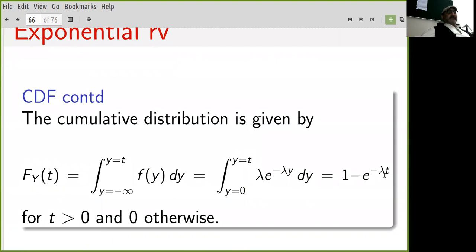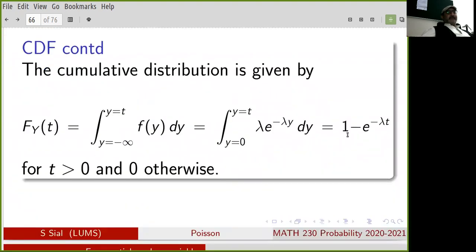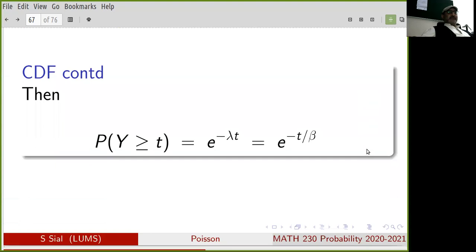This is the probability that the time between two Poisson distributed events is less than or equal to t. So the probability that the time between two Poisson events is greater than or equal to t is 1 minus this, which will be equal to e to the negative lambda t, which is also equal to e to the minus t over beta, since beta is equal to 1 over lambda.